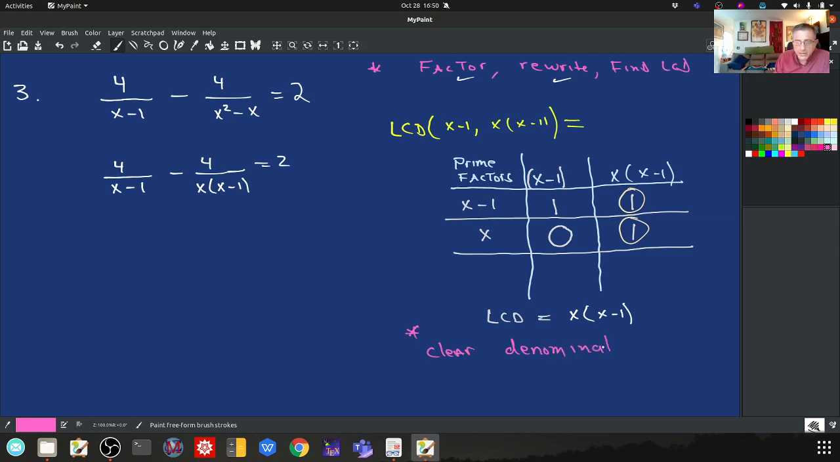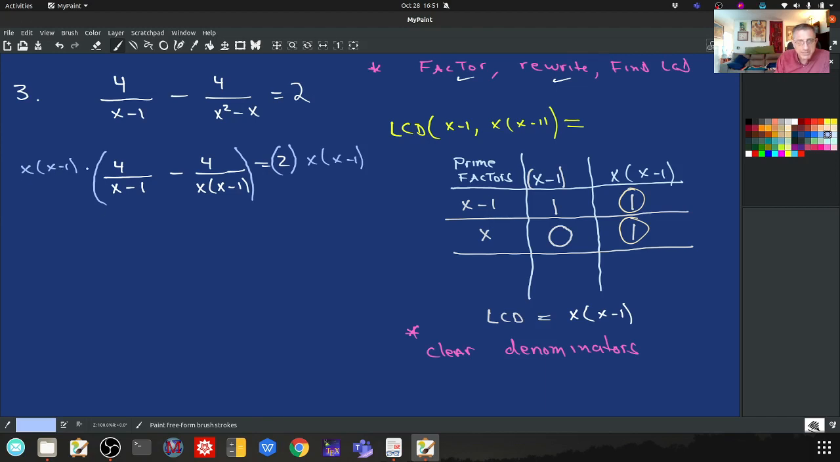And how do you clear denominators? You multiply both sides by the LCD. Since the left-hand side is a difference of terms, I put those in parentheses. I'm going to go ahead and put the 2 in parentheses too. It's really not needed. And I'm going to multiply times x minus 1 times x minus 1. And I'm going to simplify.